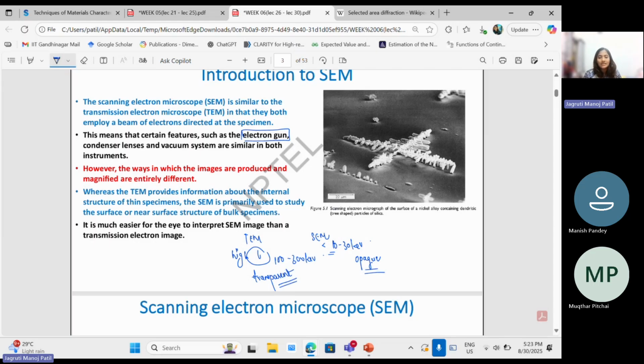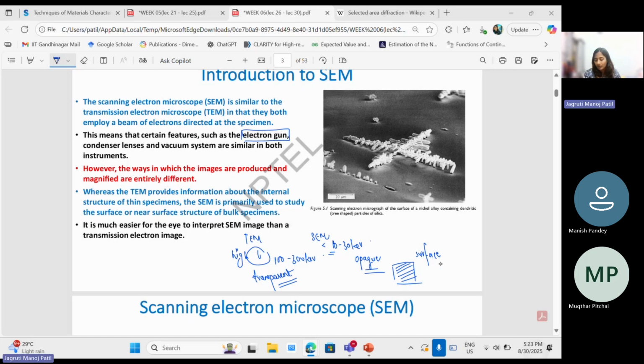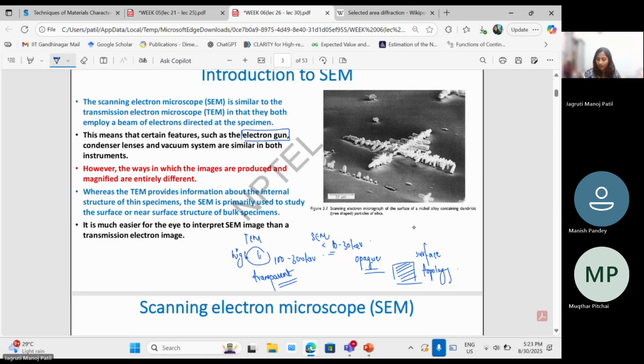The images that we get in SEM are easier to interpret. Why? Because they tell us only about the surface information, the topology, sorry, or structural morphology. So you can only tell about those things. It's just what you're looking at through your naked eye, magnified to a point.